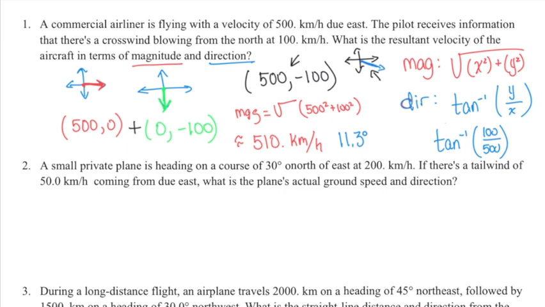So now I need to give them directions. How do I give those directions? Well, I would say I am 11.3 degrees south of east. If it was a bearing, I would say 90 plus 11.3 degrees, 101.3 degree bearing. All right? So it just depends on how they gave it to you.